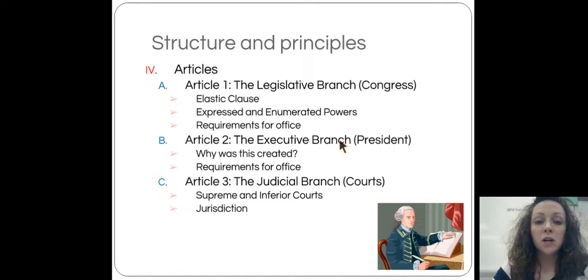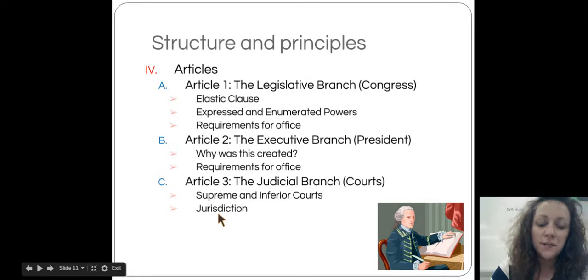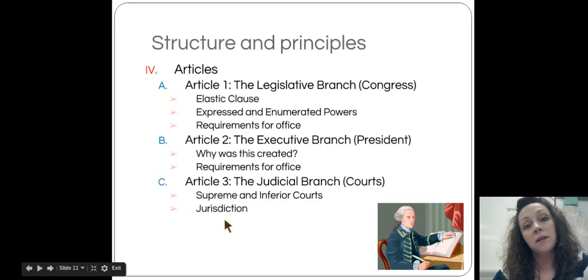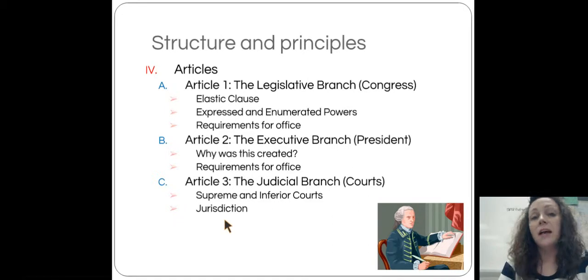The term jurisdiction, I think, is one of your vocab words. The term jurisdiction means like your area of influence or your boundaries. So like my area of influence or my jurisdiction would be my classroom. So basically, the Supreme Court has 2 different types of jurisdiction. They have original jurisdiction and they have appellate jurisdiction.